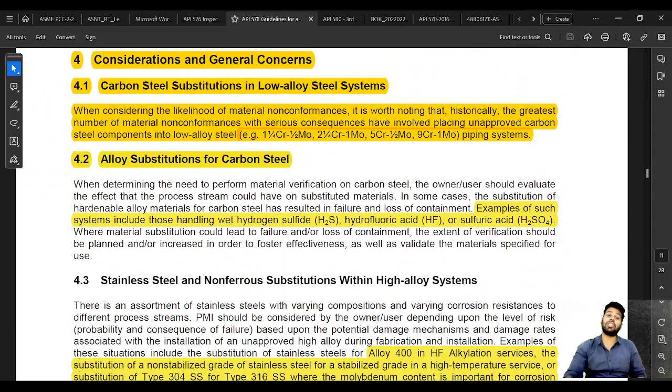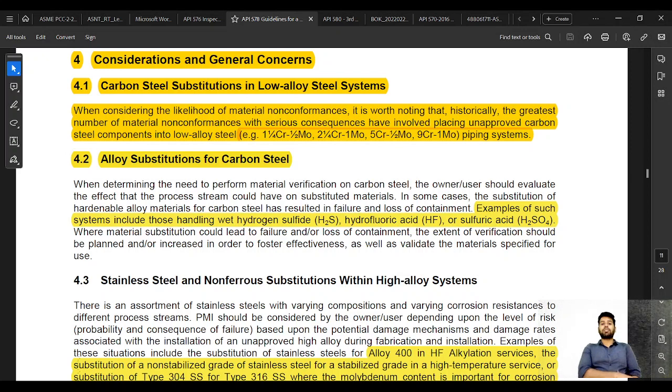Next is considerations and concerns. These are some concerns that can happen if the material verification program was not properly implemented. There are some scenarios where your material might be subjected to an accelerated amount of damage, which could lead to severe loss of life, as well as economic problems if an accident happens. So, consideration and general concerns.